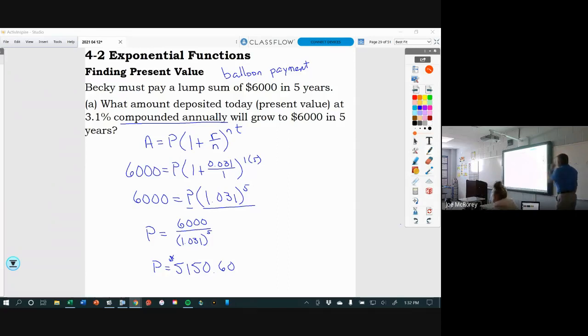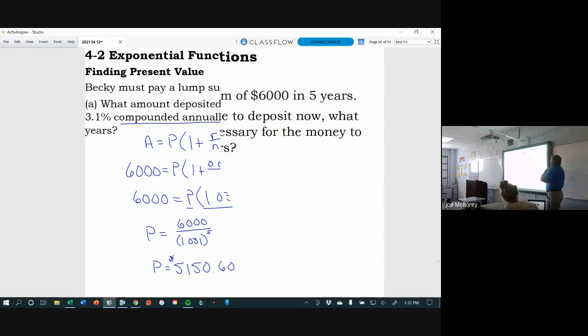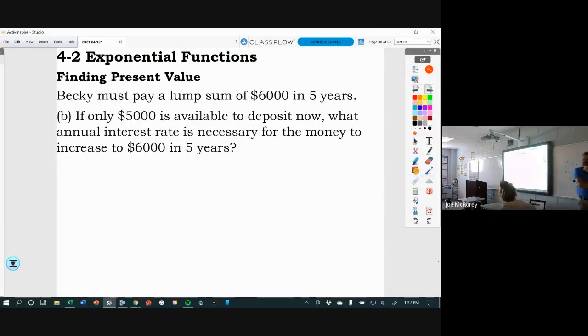Okay, so we ended halfway through a problem. This was part A. To have $6,000 in 5 years, we would have to deposit $5,150 at 3.1% compounded annually, and that would get us to $6,000. Okay. The next question is, well, what if you don't have $5,150? What if you only have $5,000?